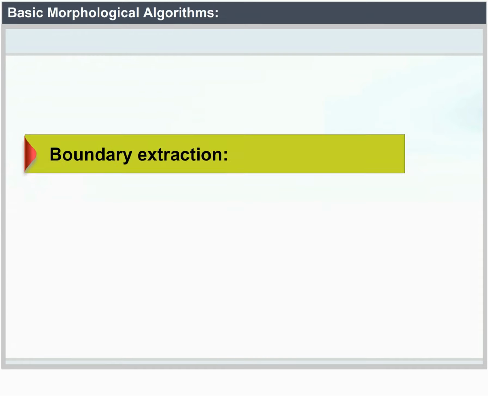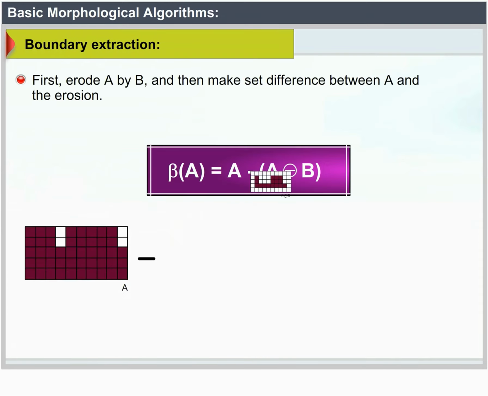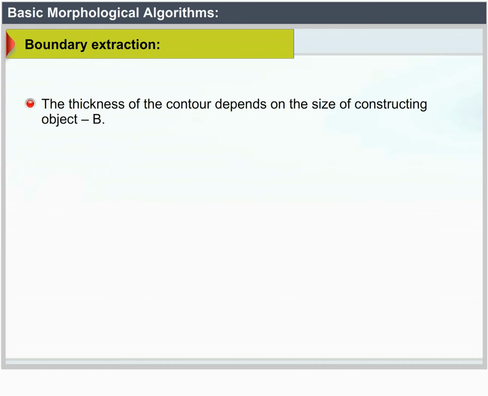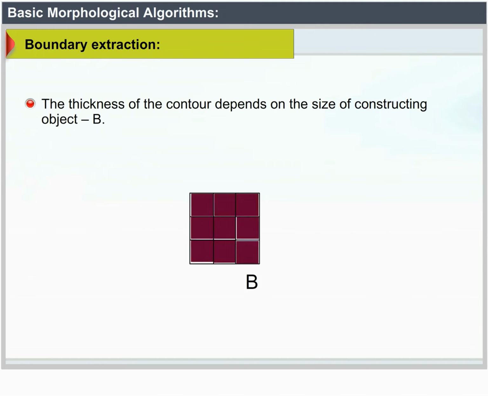Boundary extraction. First erode A by B, then take the set difference between A and the erosion. The thickness of the contour depends on the size of the structuring object B.